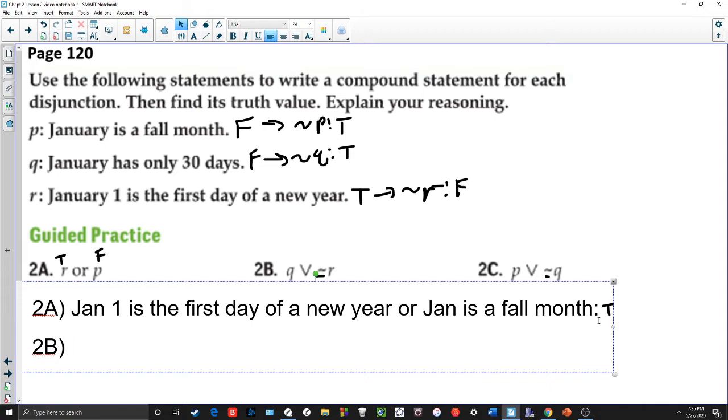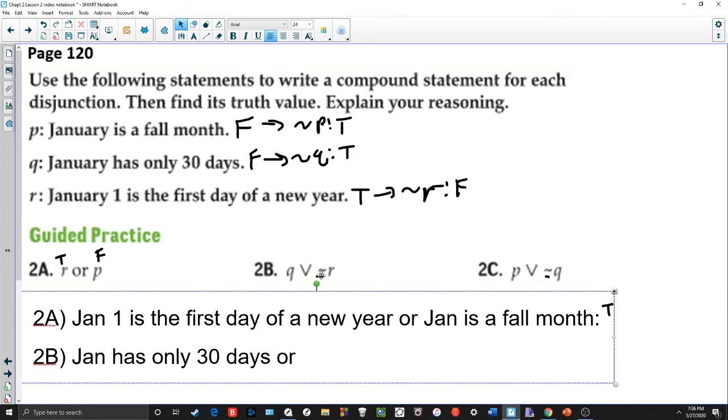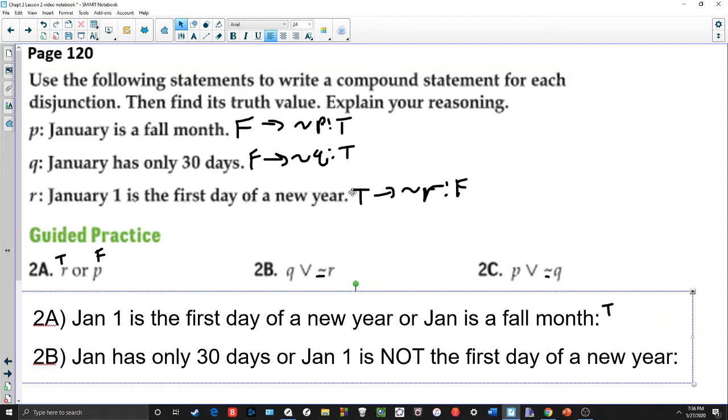So 2B is Q or not R. Q is January has only 30 days. The V shape here is an or statement. And there's that negation symbol in there, so not R. R is January is the first day of a new year, so not R would be January 1st is not the first day of a new year. Again, not R means we have to put that negation in there.